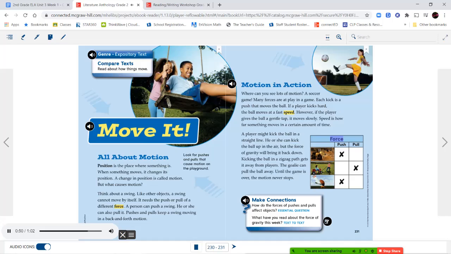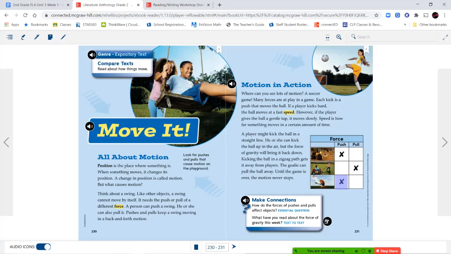Force. Push. Pull. Tractor. Push. Wagon. Pull. Foot. Push. Make connections. How do the forces of pushes and pulls affect objects? What have you read about the force of gravity this week?